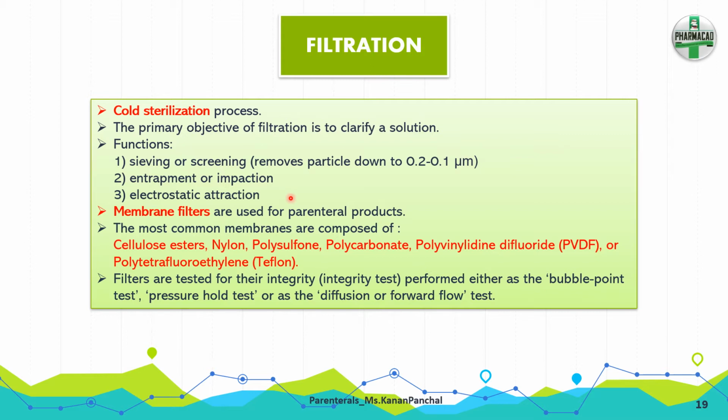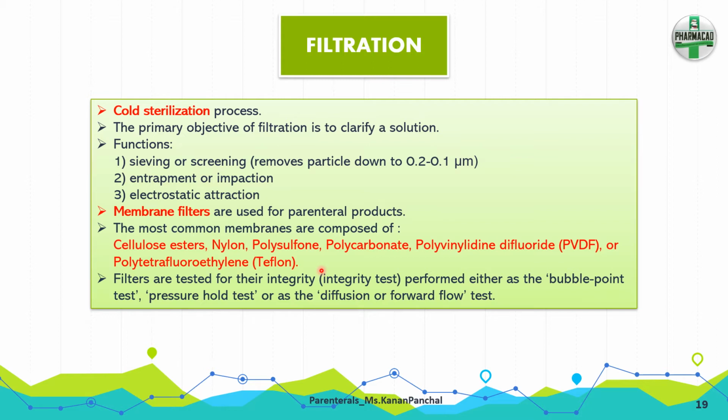So all the particles of a size greater than the pore size of your filter membrane will be entrapped on the membrane. And another thing is it also works by electrostatic attraction. Now for filtration process, membrane filters are generally used for parenteral products. There are different types of filters. Membrane filters are used for parenteral products, and of these the commonly used membranes are enlisted here. You have cellulose esters widely used, then you have a few polymers here.